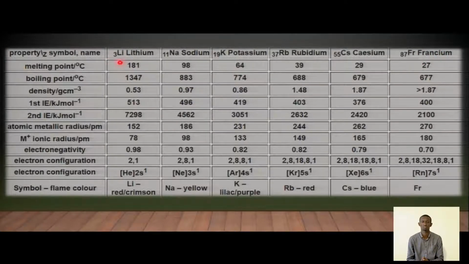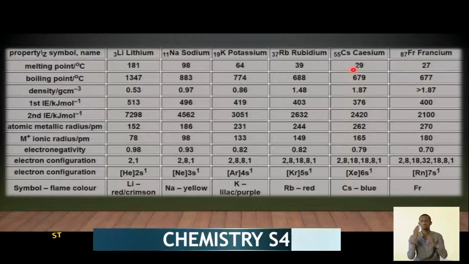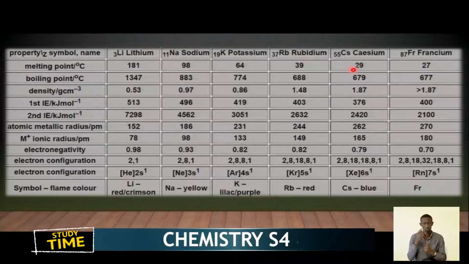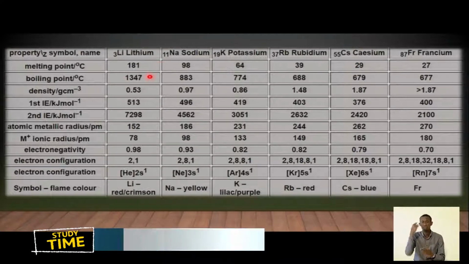And lithium has the atomic number 3, sodium 11, potassium 19, rubidium 37, and cesium 55. As we move down the group, the atomic number is increasing. You can see the melting point, which is decreasing from 181 up to 29. It is decreasing. So in the next slide, as I said, we will look at the reason why it is like this.